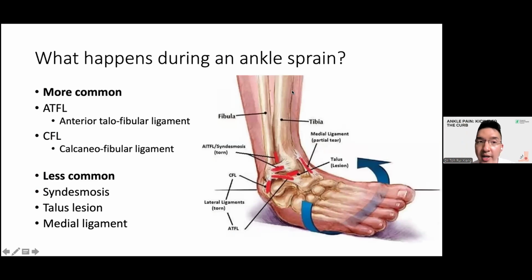So, what actually happens during an ankle sprain? There are two common ligaments, ATFL and the CFL, and these are the ones that bear the most weight and stress when you twist your ankle. And it's commonest for one of either of these two ligaments to be sprained, meaning stretched or even torn. And less commonly, there are other injuries that can be associated with this, including what we call a syndesmosis injury, which is the joint between your shin bone and your fibular bone, as well as bony injuries like fractures or the inside ligaments, as I previously mentioned.